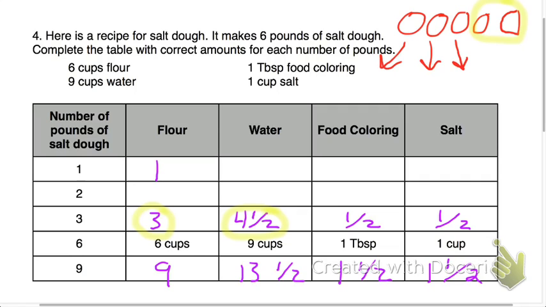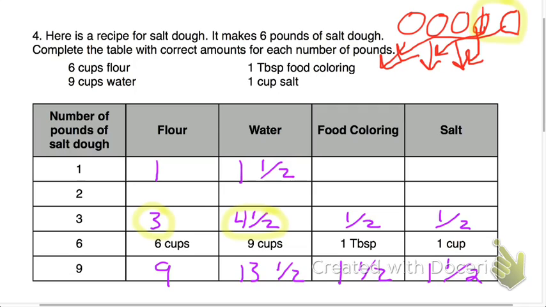So what I'll do is just cut that in half, and then each person also gets a half. So if I divide up 4.5 between 3 people, each person is going to have 1.5. So it looks like 1.5 cups of water.